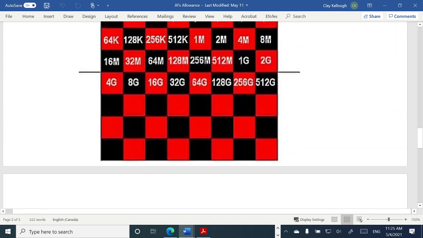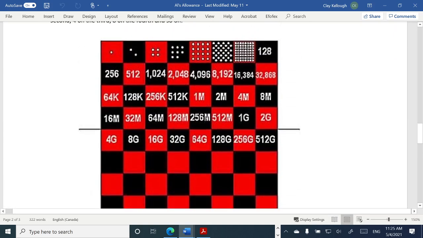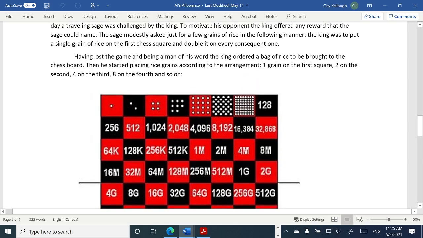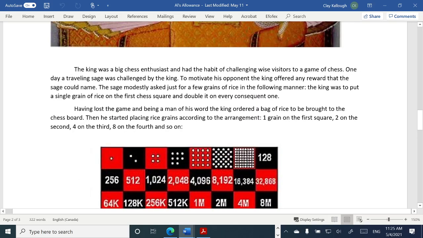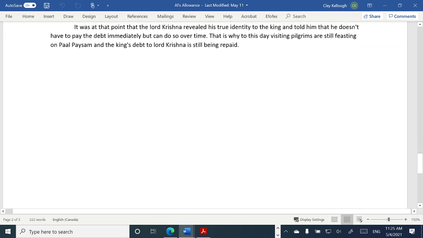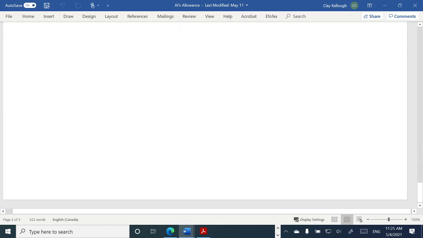And I have a link to an actual animation of this story on my blog that was made by IBM in the 1960s. IBM used to be very much in the education business back before they ruled the world. So anyway, that's the Legend of Palpatine, and of course Al's allowance.